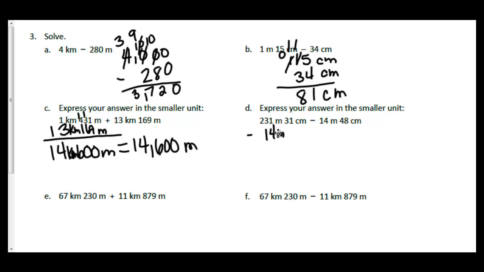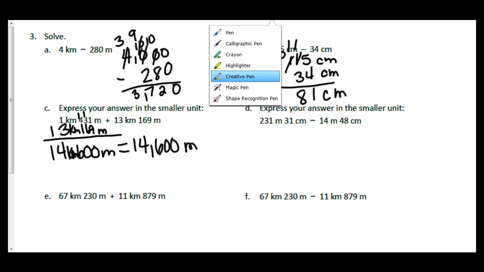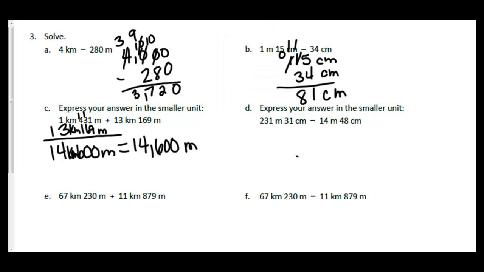So I've got my 14 meters and 48 centimeters. Okay, so I'm not going to be able to, because look, I cannot take 48 from 31, so I'm going to have to try a different approach here. I can't do that this time. Okay. So I'm going to have to convert first.